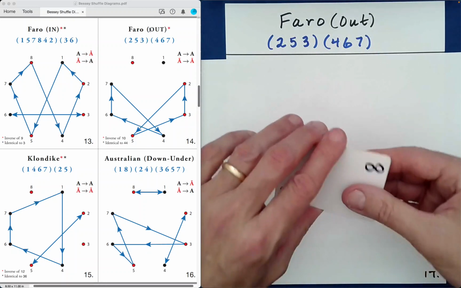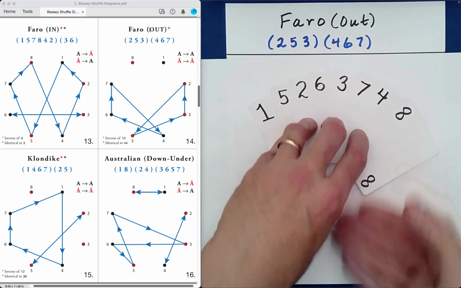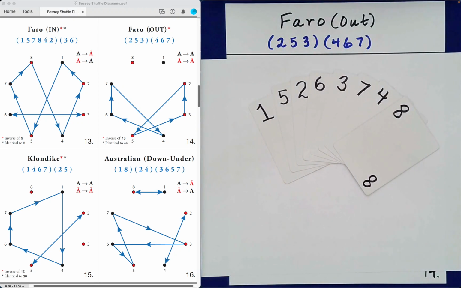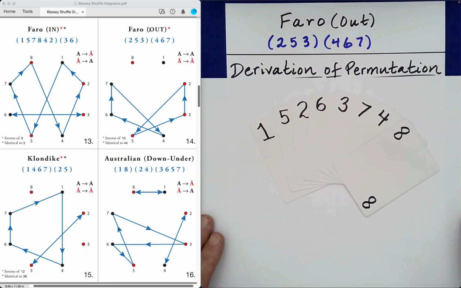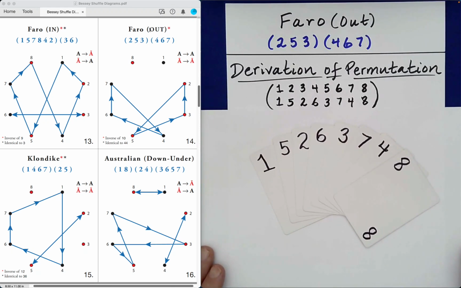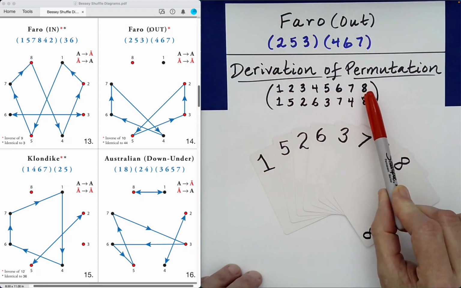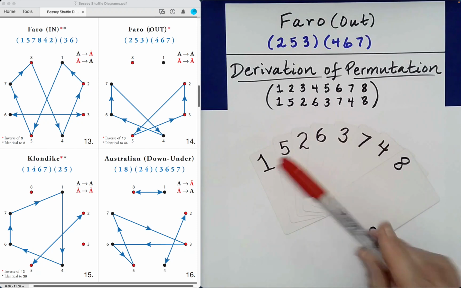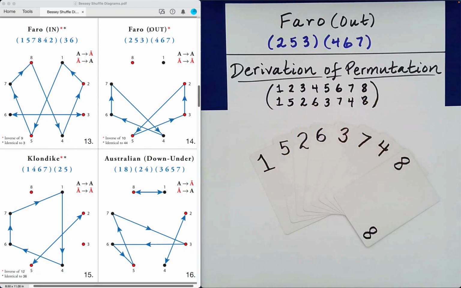So that is the Pharaoh out shuffle. And it will give us the following new order. We will get 1, 5, 2, 6, 3, 7, 4, 8. And so that leads to a Cauchy 2-line representation as follows. So the top row is always the starting order of the cards. And now we get 1, 5, 2, 6, 3, 7, 4, 8.